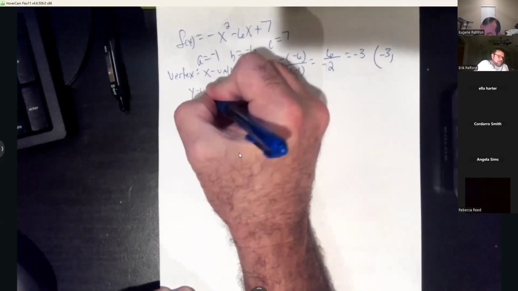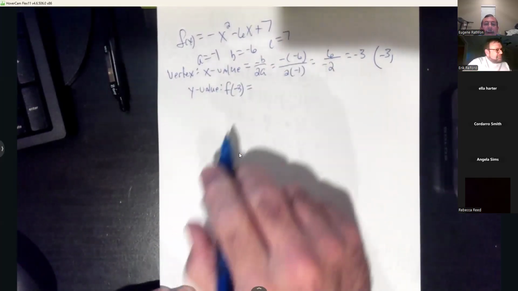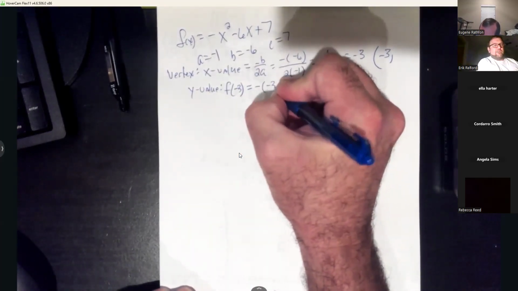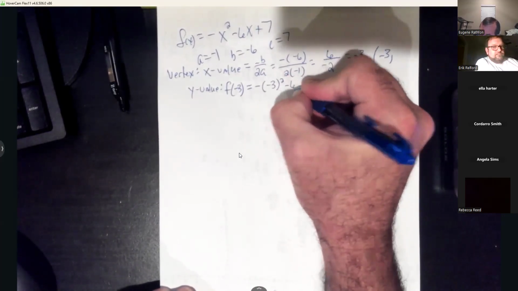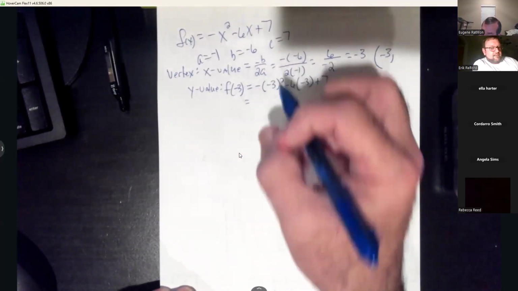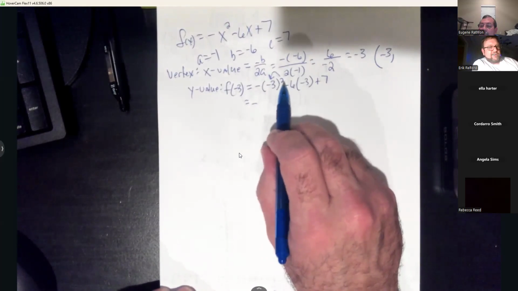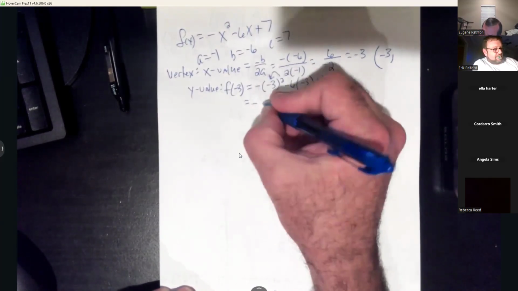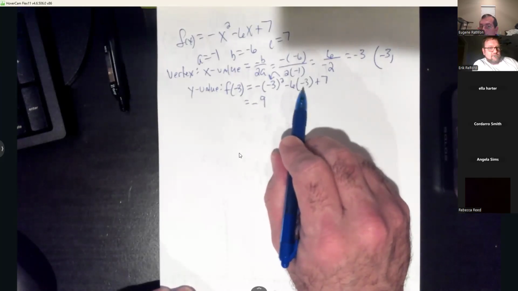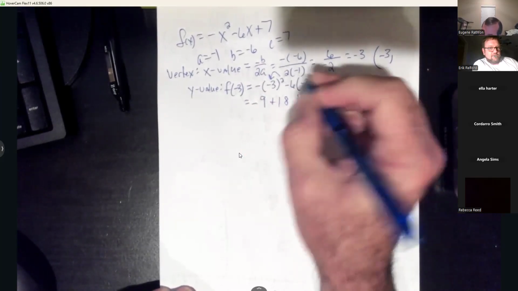So we want our y value. That's f of -3. All right, y'all, but be careful. That negative's already there. So bring down that negative. Put in your -3, square that, minus 6 times -3 plus 7. All right, so exponent first. So bring down this negative. -3 squared is -3 times -3, which makes that a 9. -6 times -3, that's going to make this a +18. And then at the end is a +7.